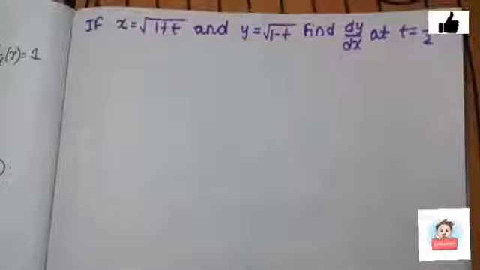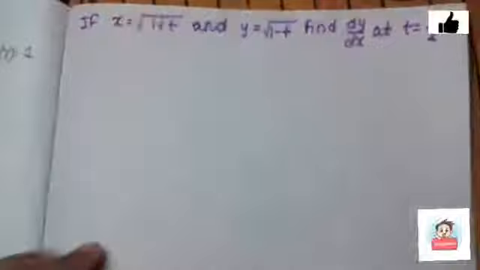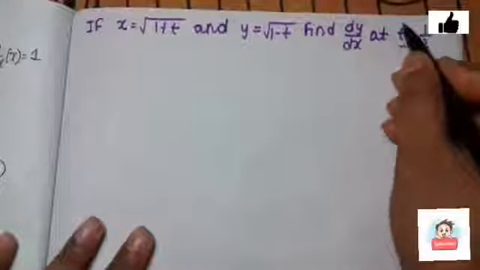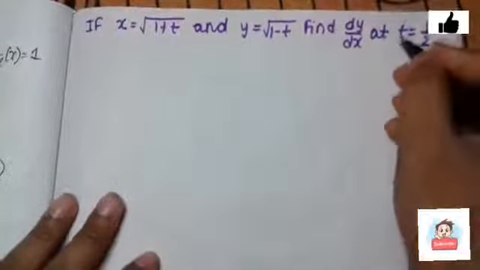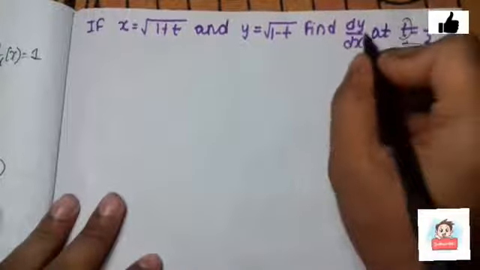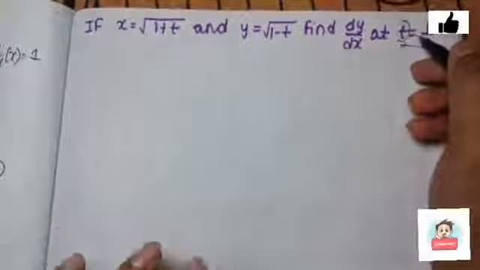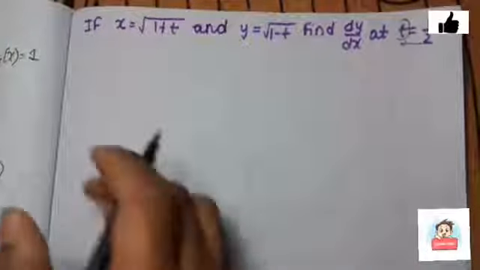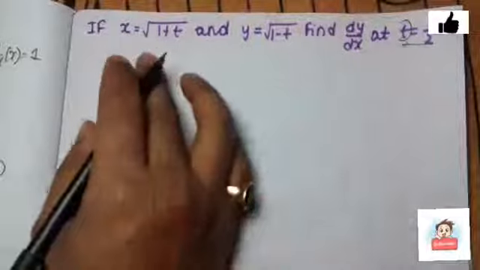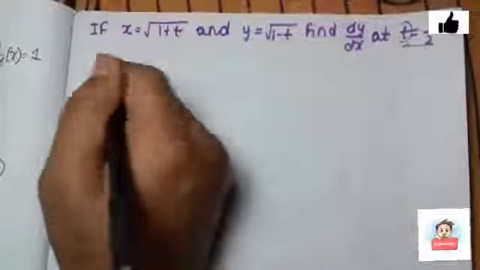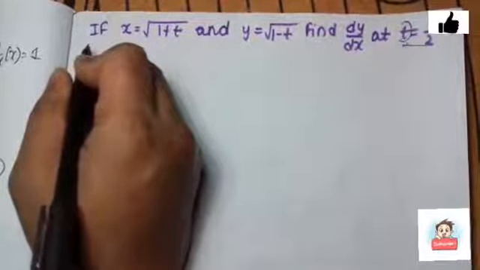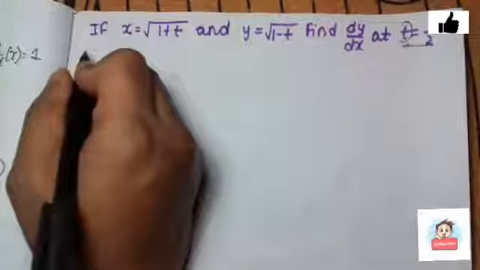This is our new sum. You are watching that the final answer will be in terms of t, so we need to find dy by dx at t equals to half. We will put the value and get the answer very straight away. So this is our root sum. This is very important to do, to make the sum very clear.